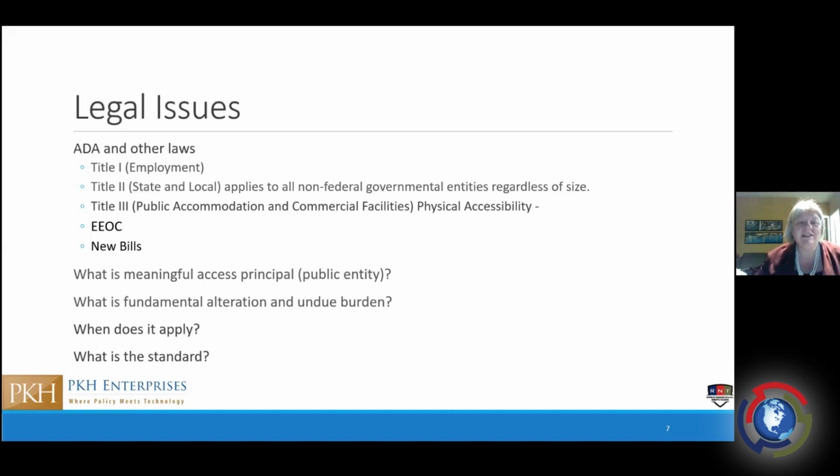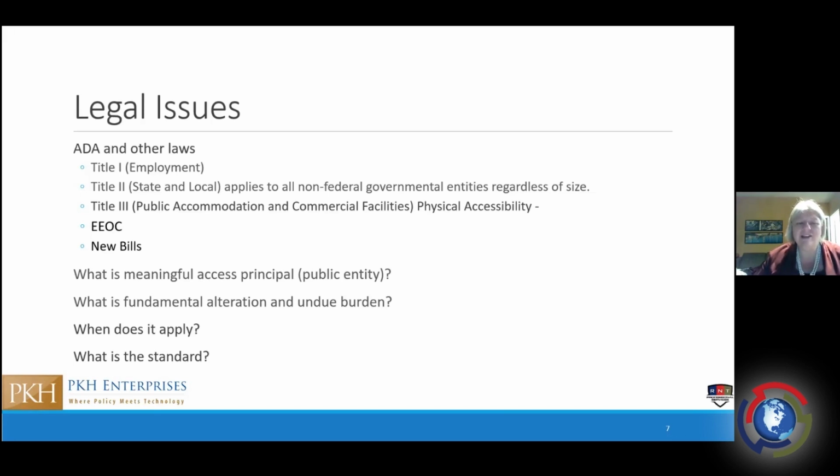Title II applies to state and local, to all non-federal government entities, regardless of size. And Title III is really about public accommodation and commercial facilities. It is focused on physical accessibility, but we'll talk about how people are using that and what they're doing with that.